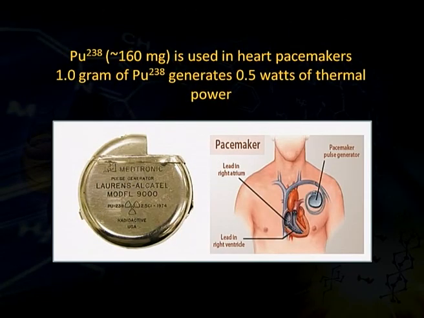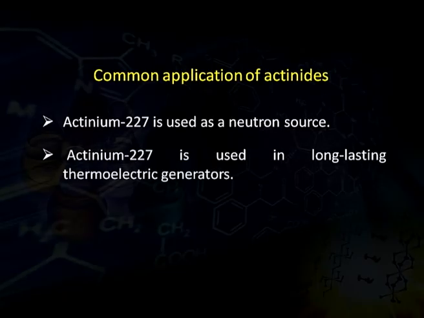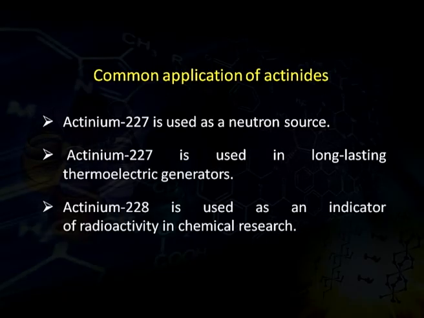This is the presentation for the pacemaker, where the plutonium 238 battery is being used, which generates 0.5 watts of thermal power and is long lasting. This is the battery. Actinium 227 is used as a neutron source. Actinium 227 is used in long lasting thermoelectric generators.